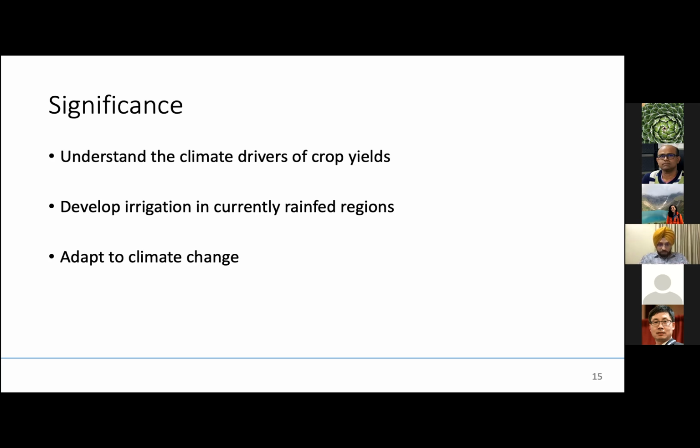And of course, the results from this analysis can also help us adapt to climate change by not only suggesting better irrigation techniques in areas which are currently rain-fed, but also switching crops where expansion of irrigation is not possible because of lack of water. And that is the goal of this research.